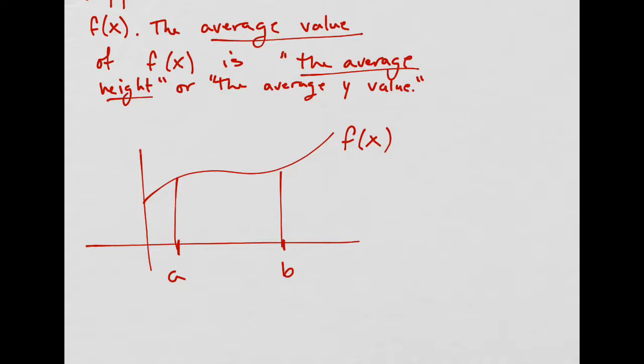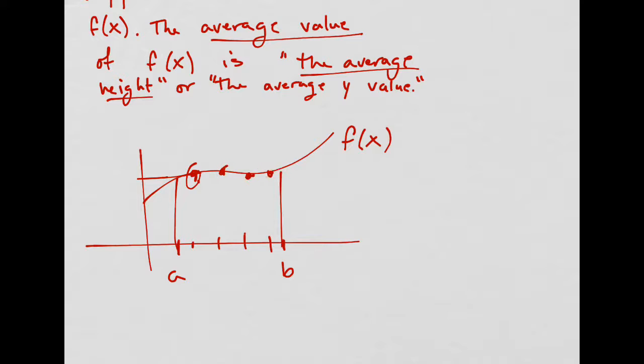Now, normally I can just pick a couple of x values, which would give me a couple of y values, right? This is like discrete data. I can get the average of this by getting all these y values and adding them together and then dividing by 4.